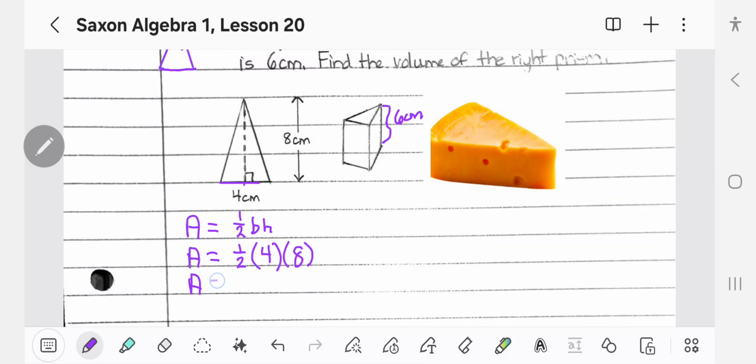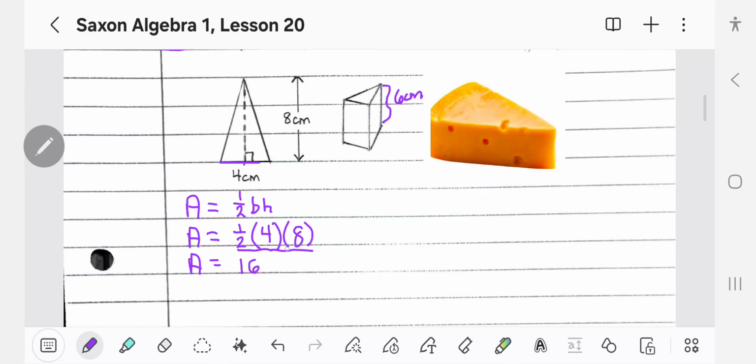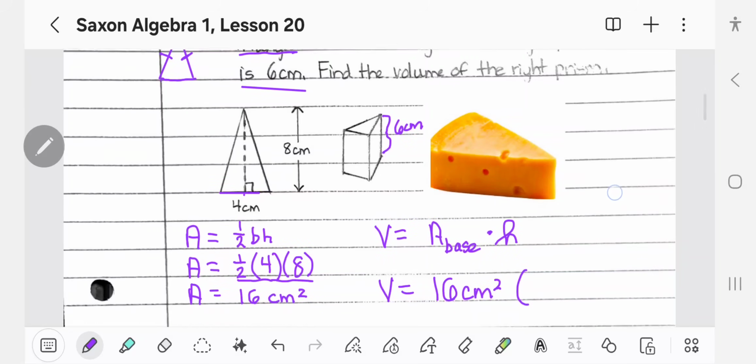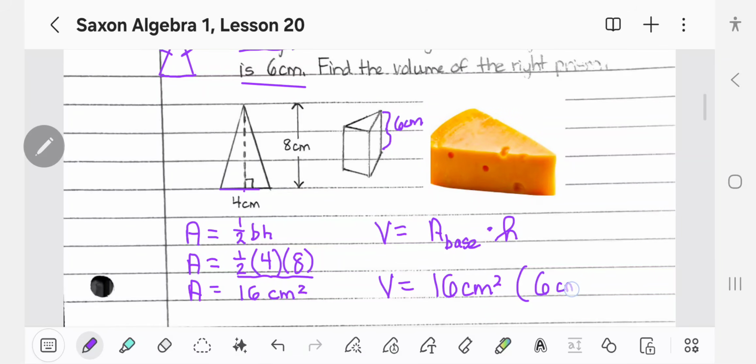So let's go ahead and do that. 1/2 of 4 is 2, times 8 is 16. And our units were centimeters times centimeters, so this is square centimeters. That's my area of the base. So my volume is going to be the area of the base times the height. So let's put in the area of the base, which is 16 square centimeters, and multiply that by the height, which they told us the height of the whole geometric solid is 6 centimeters.